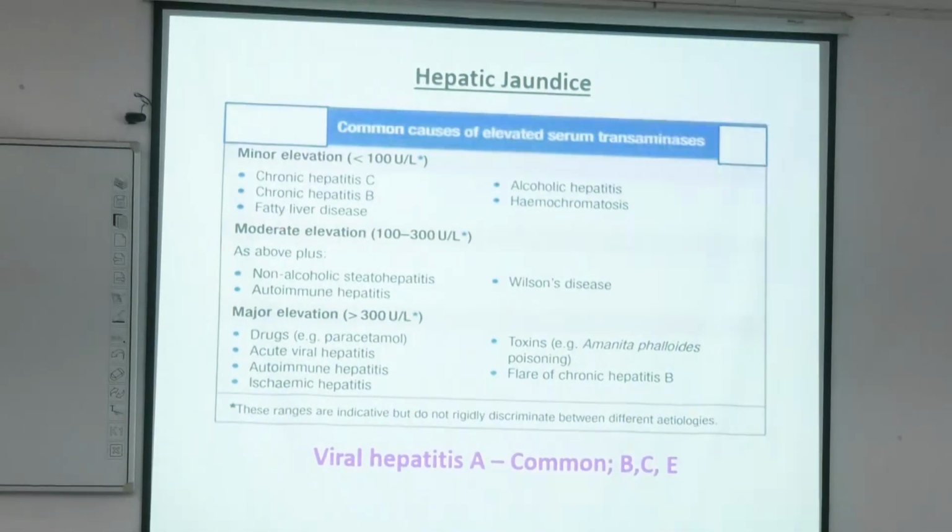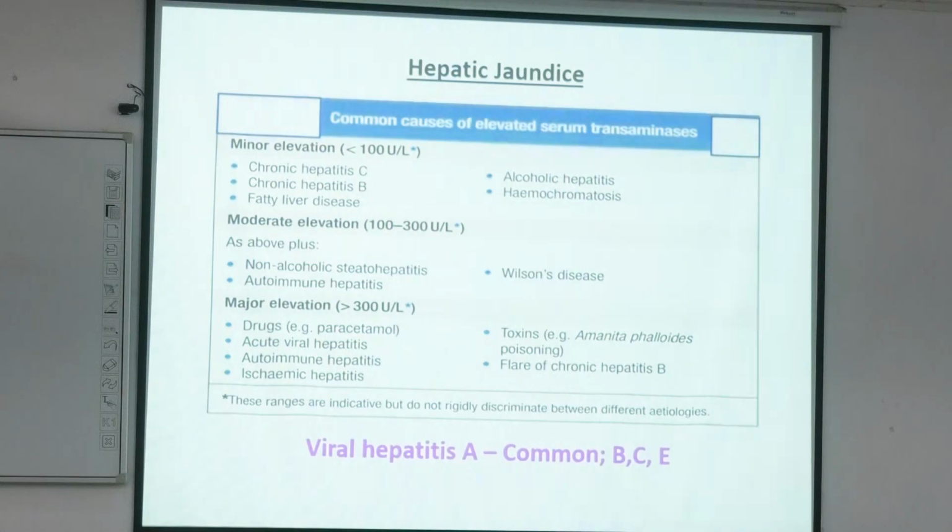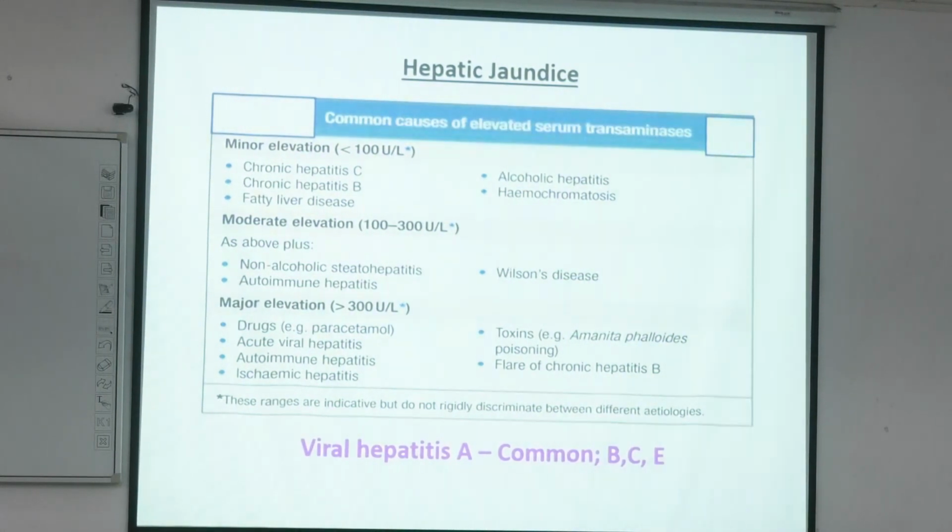So there will be many causes of hepatic jaundice which you will be reading in the clinical years. At least you must be able to tell hepatitis A, which is very common. Viral hepatitis, what is the common cause of hepatic jaundice? Viral hepatitis. A, B, C and E. A and E usually come from contaminated water.